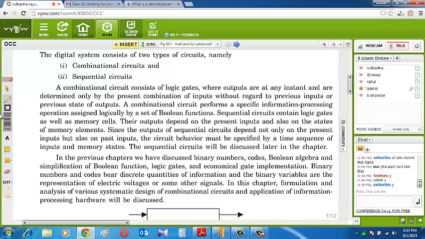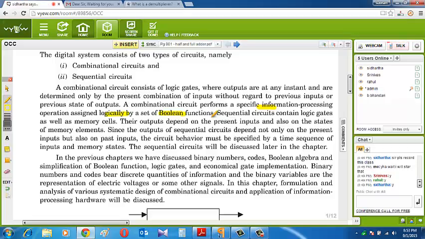A combinational circuit performs a specific task, an information processing operation assigned logically by a set of Boolean functions. Now we are implementing the circuit by the Boolean functions. That circuit is called the combinational circuit.